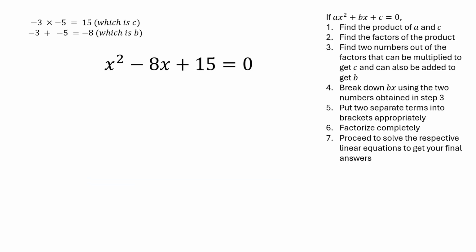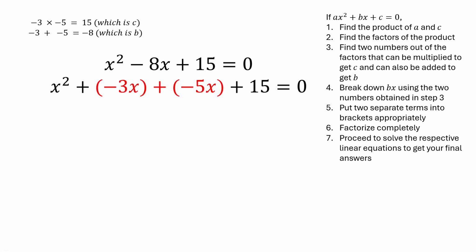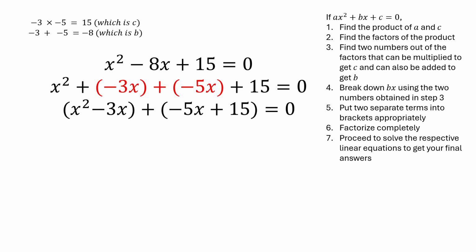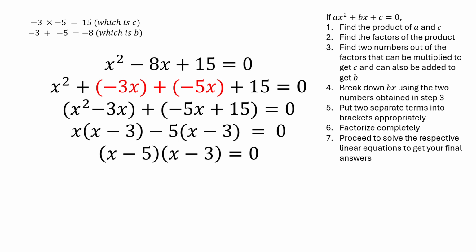Again we split the bx. Bx here is negative 8x. Remember that the negative here affects the 8 as well. So we split it, and this is going to give us negative 3x plus negative 5x. Afterwards we group them and then we factorize. Eventually we end up getting this expression on the left hand side being equal to 0.